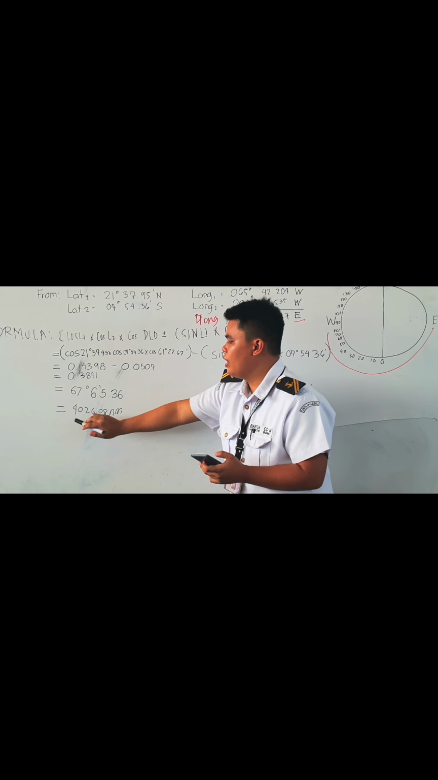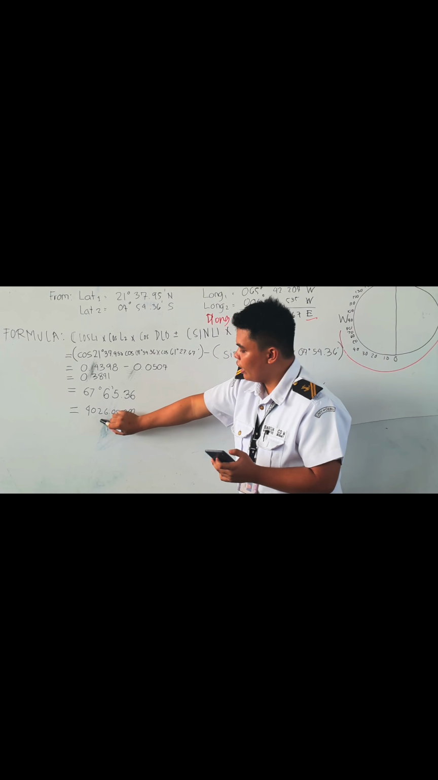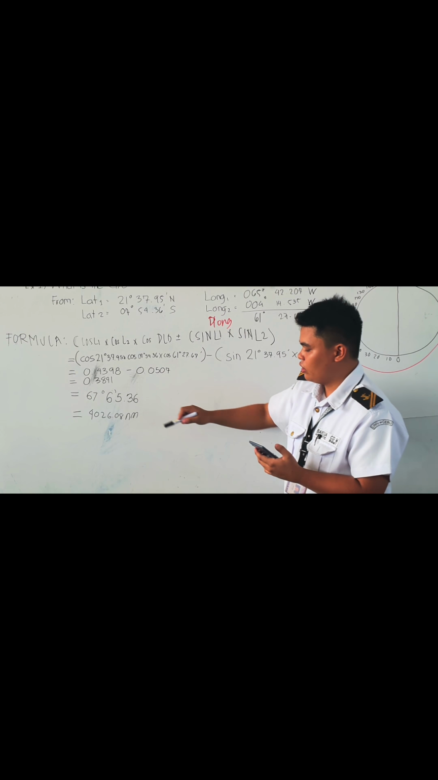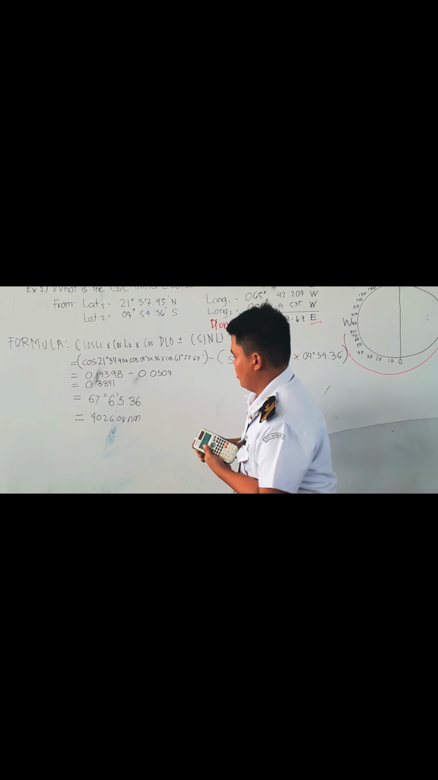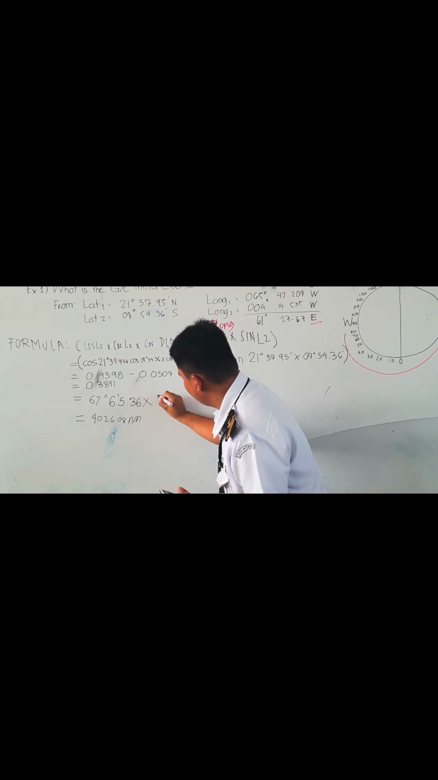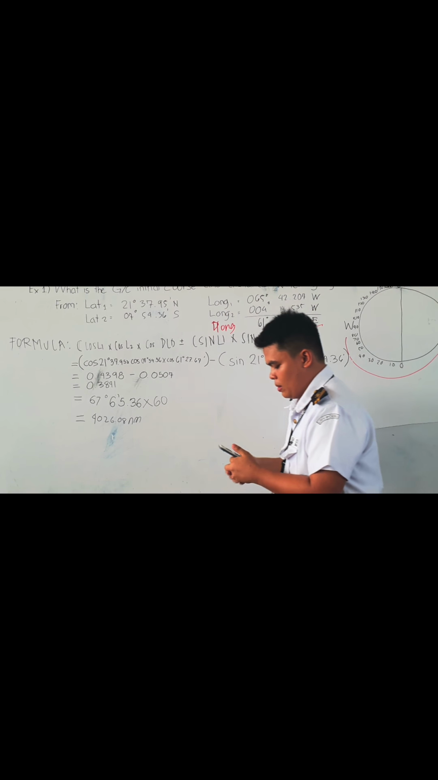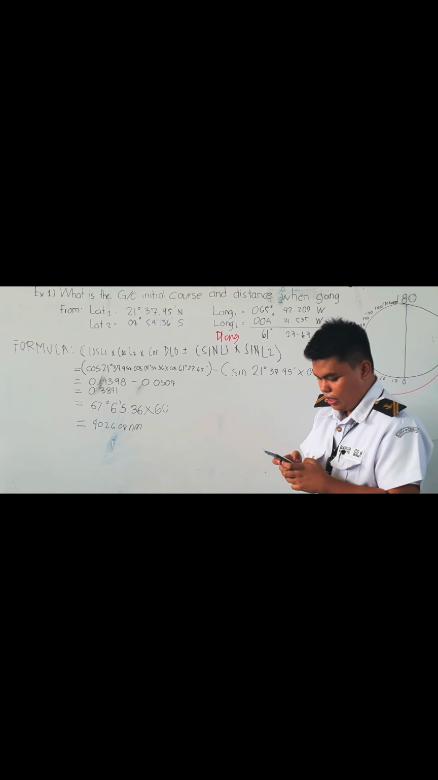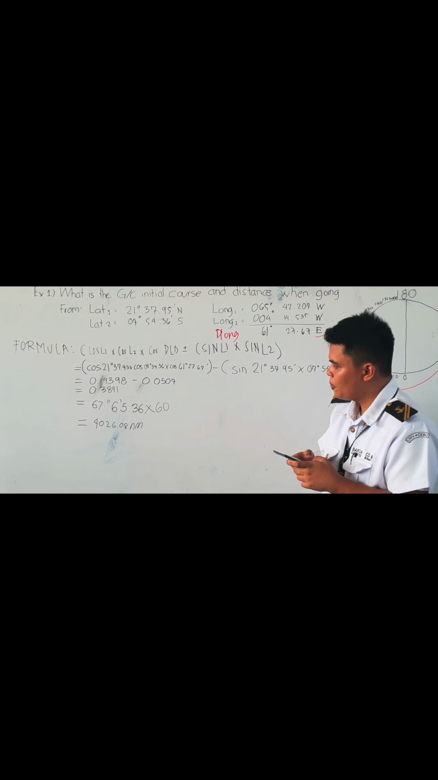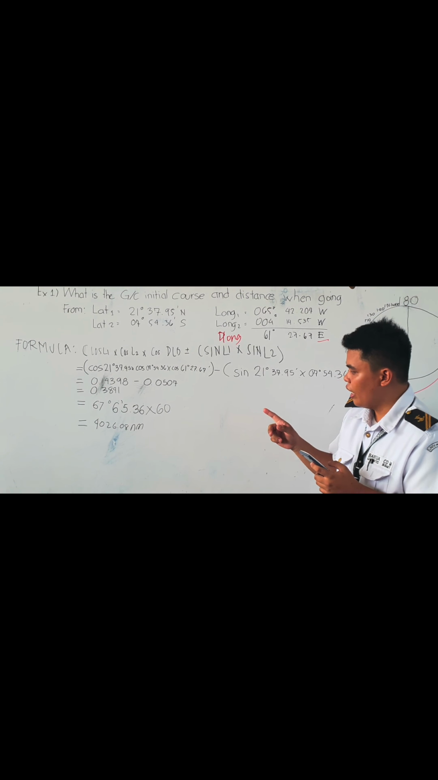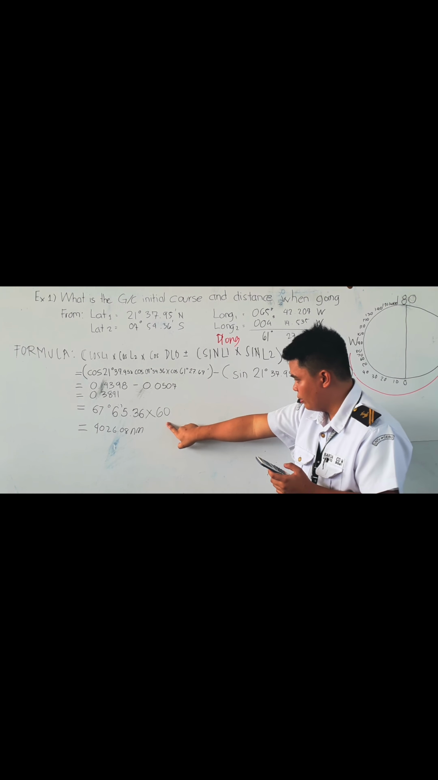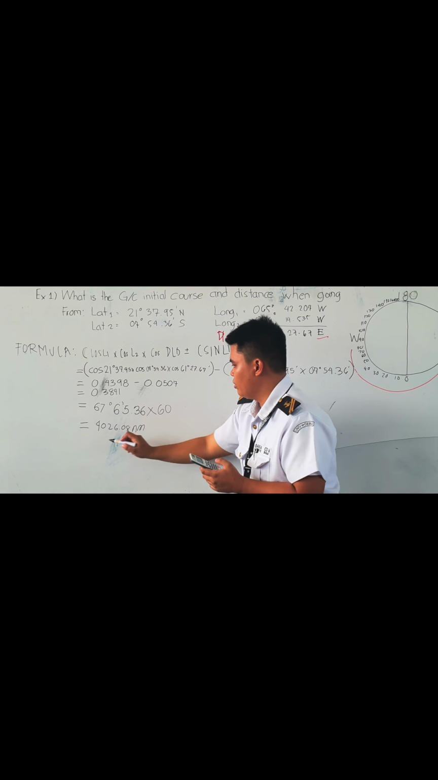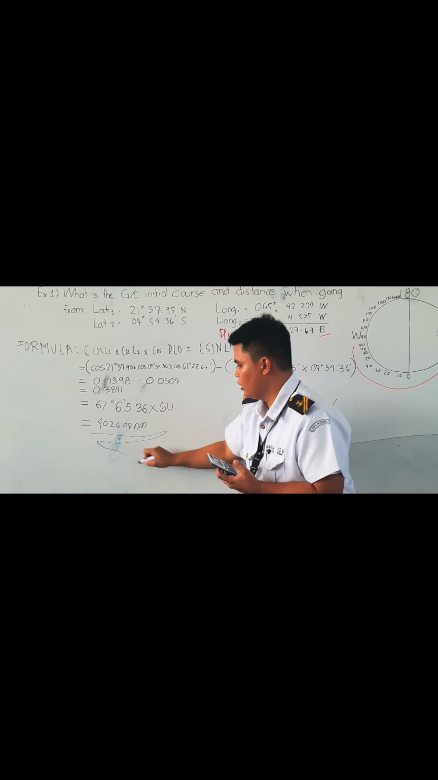So, to get the nautical miles, we must multiply this by 60. Times 60. So, 67 degrees, 6 minutes, and 5 seconds, 36 times 60. The product of this is this one. Try it with your calculator and check if it is correct.